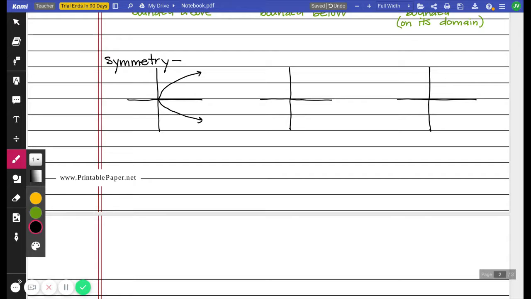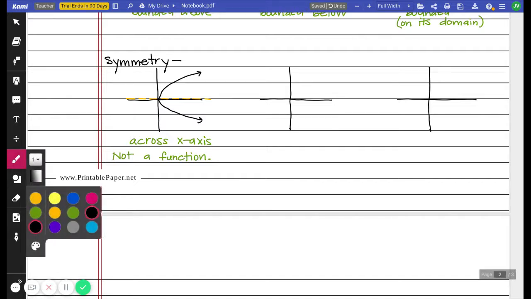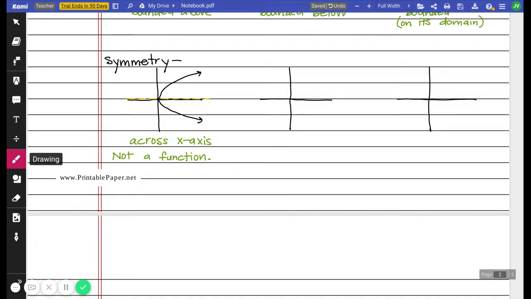First of all, let's draw this graph. This is the graph of x equals y squared. Okay? So this graph has symmetry across the x-axis. Fun fact about this graph, it's not actually a function because it fails the vertical line test with this symmetry. Okay? Great. Kind of boring. We're not going to look at too many like that this year. Here's the next one we're going to look at.